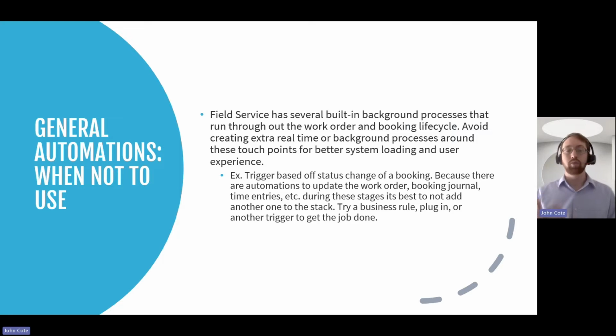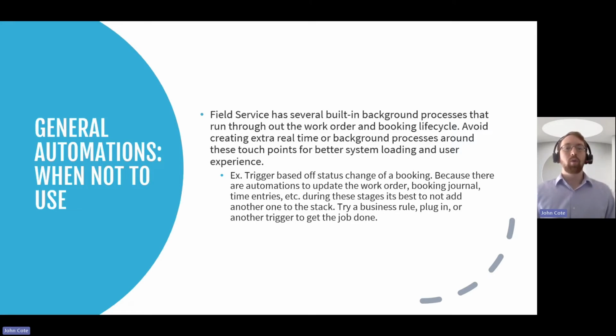Then when he changes from traveling to in progress, again, more back end processes to log booking journals and update the work order to say it's in progress. When he goes from in progress to completed, again, like 3 different automations are running there: to log a booking journal, to update the work order, to create an invoice.